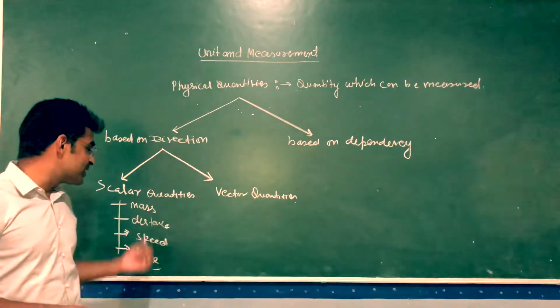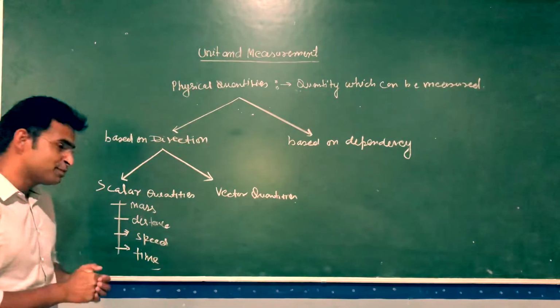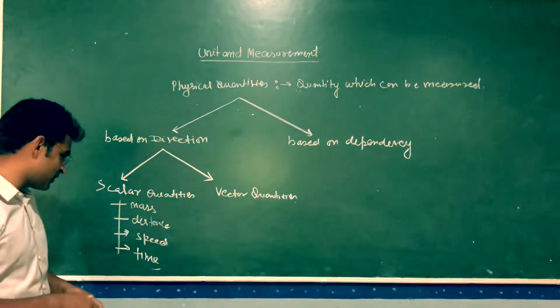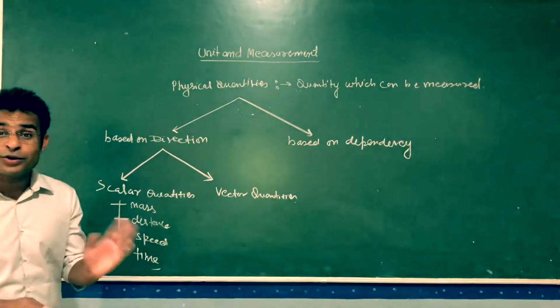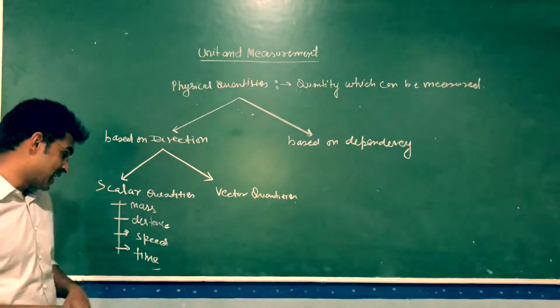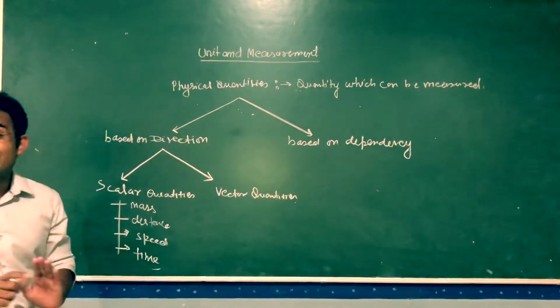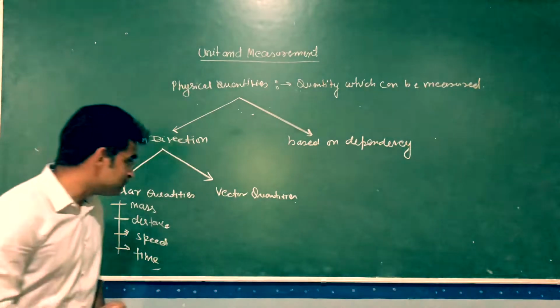In that case, that quantity is what? Scalar quantity. For example, speed. Our speed is 10 meters per second. It means we don't need any direction for that one. Time, 12 o'clock. In that case, we don't need direction. So distance, mass, for all these quantities, we don't need any direction. So that is called scalar quantity.